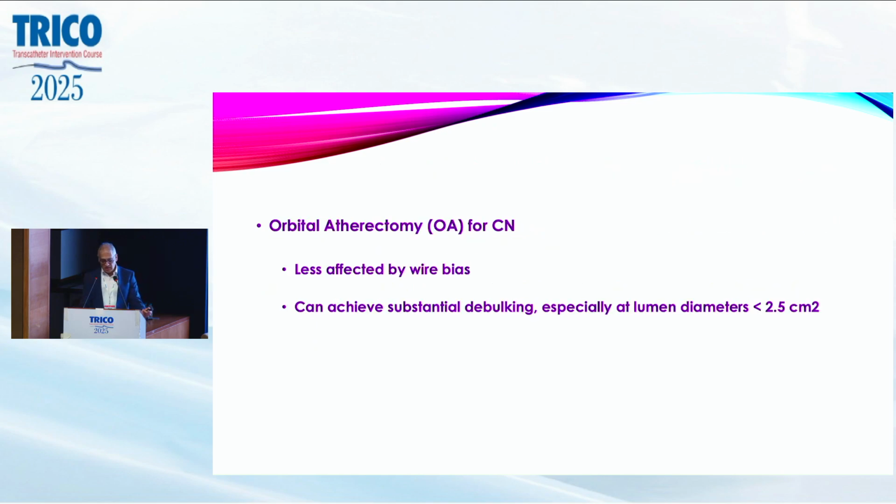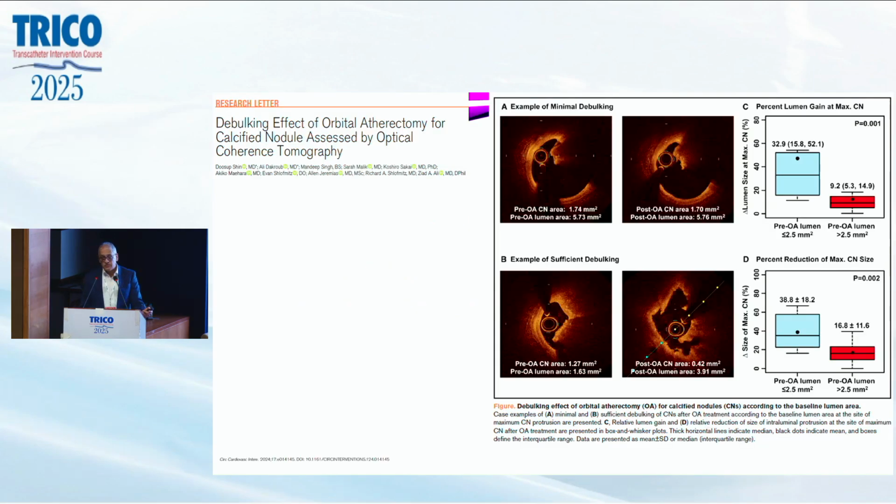Now, orbital atherectomy, as you saw today, and you will have a talk on orbital atherectomy a little later this afternoon. So I'm not going to go too much into the detail, but typically it is less affected by wire bias. It is affected by wire bias, but it is less so. And the advantage is that it can achieve substantial debulking of the nodule. And I'll show you one of my cases where it's very obvious, especially if the lumen is very small. So if the lumen is very small, you gain a lot of lumen. If you start with a large lumen, your lumen gain and debulking is a little lesser.